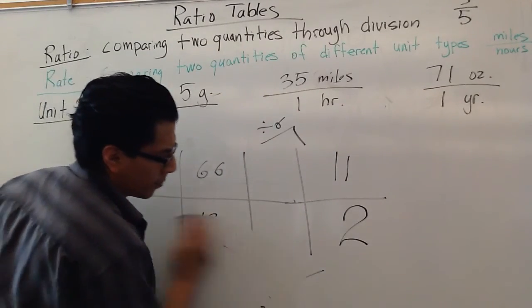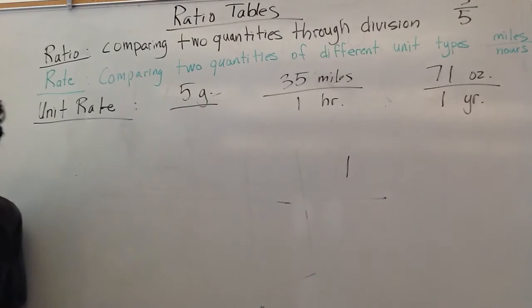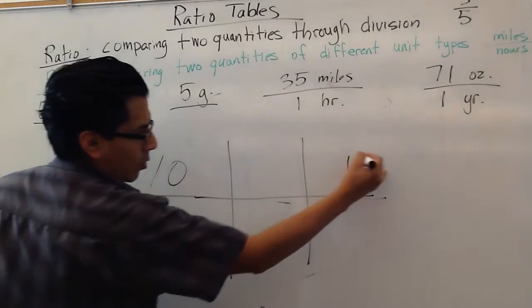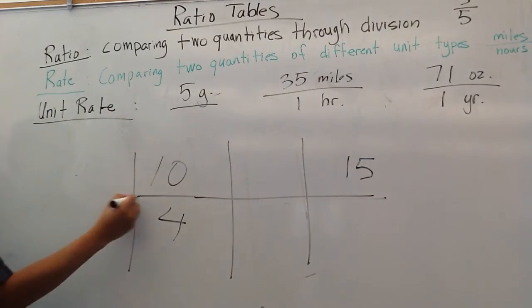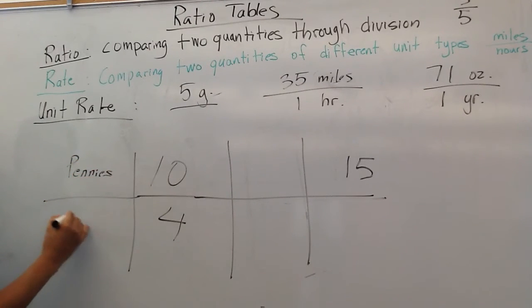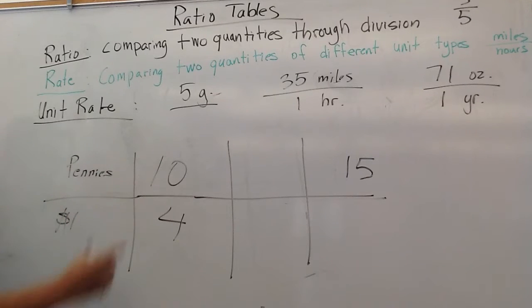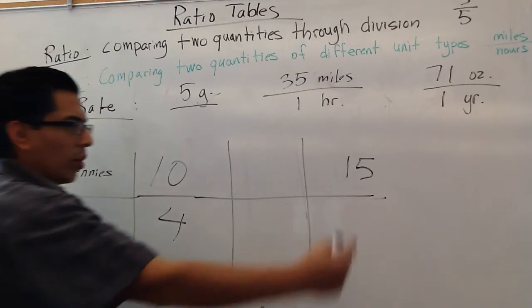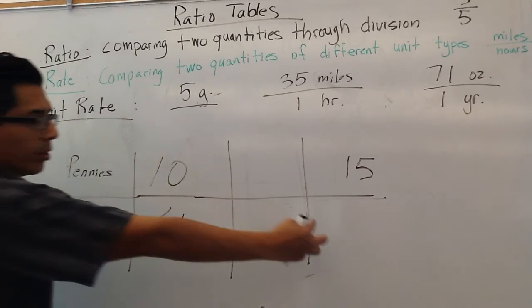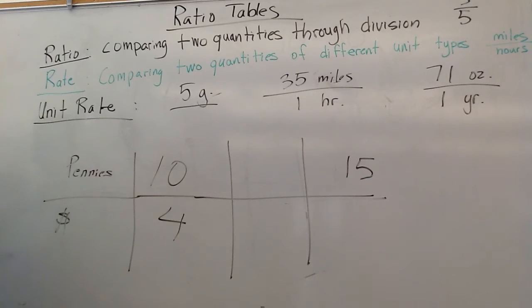Let's try another one. How about this one? 10 to 4, and this is 15. And we're comparing, how about, in my pocket, pennies to dollars. And in my pocket, for every 10 pennies, I have $4. All right, well, if that ratio holds true, what if I have 15? Now here becomes the challenge. What if I have 15 pennies, and how many dollars do I have?